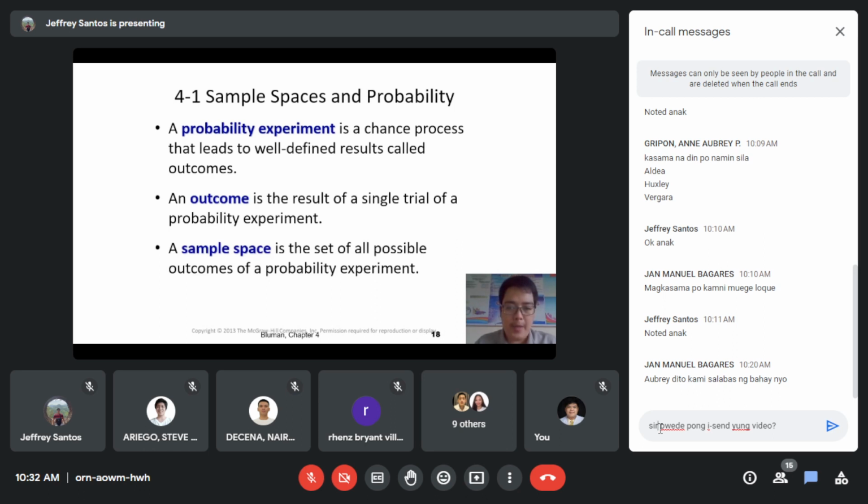A sample space is the set of all possible outcomes of a probability experiment. Now, relating to our example earlier, if you toss a coin, then the sample space can either be heads and tails. Tama ba? Dalawa lang naman ang possible options kung siya ay tossing a coin. And an event consists of outcomes. So these are the terms related to sample spaces and probability.